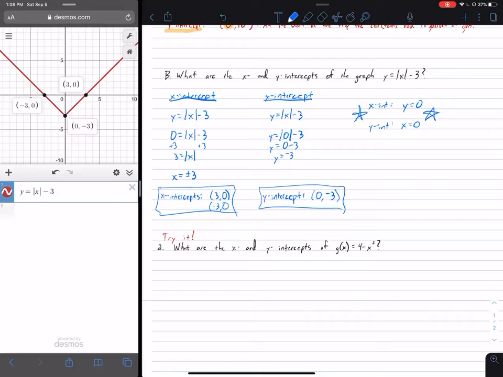If you don't have access to a graph or you can't graph something, sometimes it is easier to do it algebraically by making sure that you do this. X-intercepts are y equals 0, y-intercepts x equals 0. Try the try-it problem. Keep in mind that something like g of x, an equation like this, can be rewritten as y equals 4 minus x squared. All right, so your g of x function can be written as y. Give it a try, and in another video I'll have an explanation on how to do that.